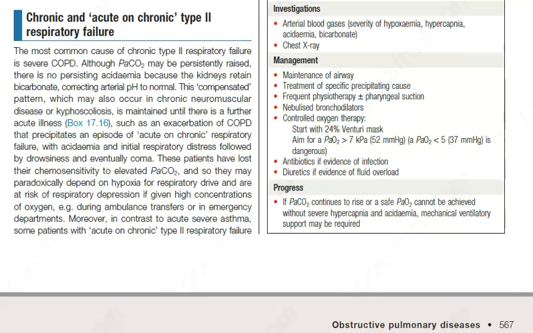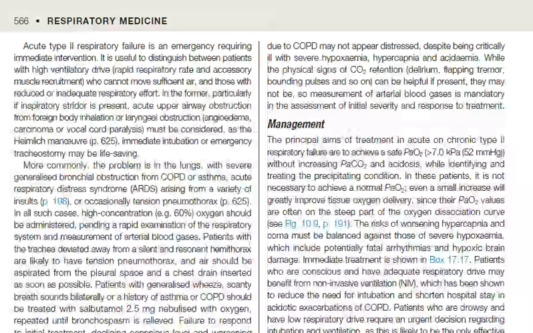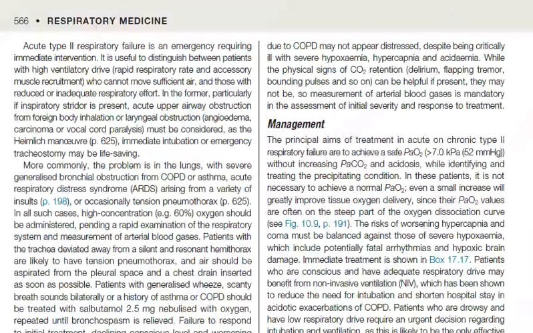Moreover, in contrast to acute severe asthma, some patients with acute or chronic type 2 respiratory failure due to COPD may not appear distressed despite being critically ill with severe hypoxemia, hypercapnia, and acidemia. While the physical signs of carbon dioxide retention, that is delirium, flapping tremor, bounding pulses, and so on, can be helpful if present, they may not be, so measurement of arterial blood gases is mandatory in the assessment of initial severity and response to treatment.